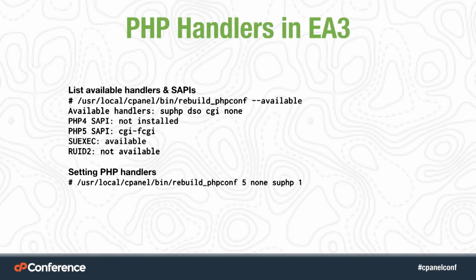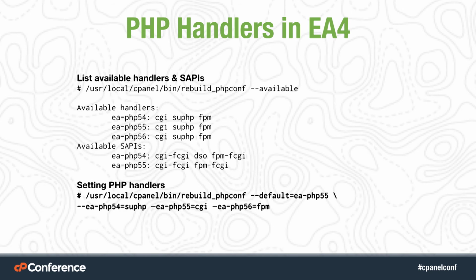In EasyApache 3, PHP handlers were set both inside the UI and via the command line script rebuild_phpconf. Whenever you ran rebuild_phpconf, if you remember, you had to pass all of the arguments no matter what you were changing. Inside EasyApache 4, you still have to do the same thing. Depending on if you're on EasyApache 3 or EasyApache 4, rebuild_phpconf will do the right thing and set the PHP configurations as you request.